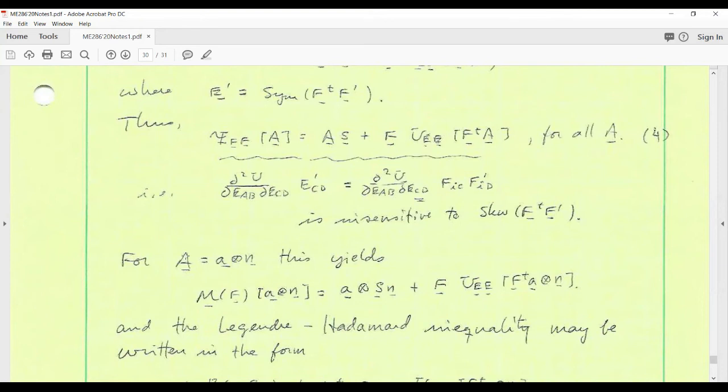So we replace A by vector a tensor product N, and we have this. We get a small a tensor product N with an S here, which is the same as a tensor product S transpose N, but S is symmetric, so we don't need the transpose. And here we have the same replacement.